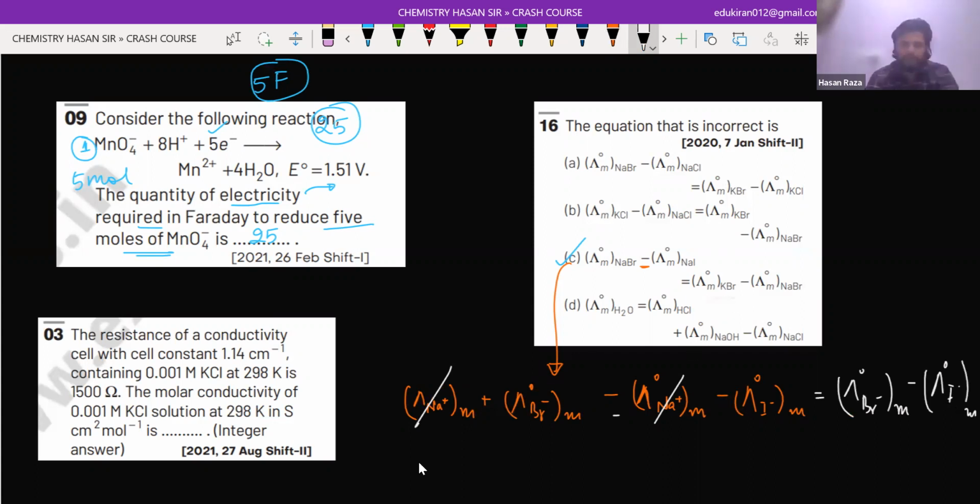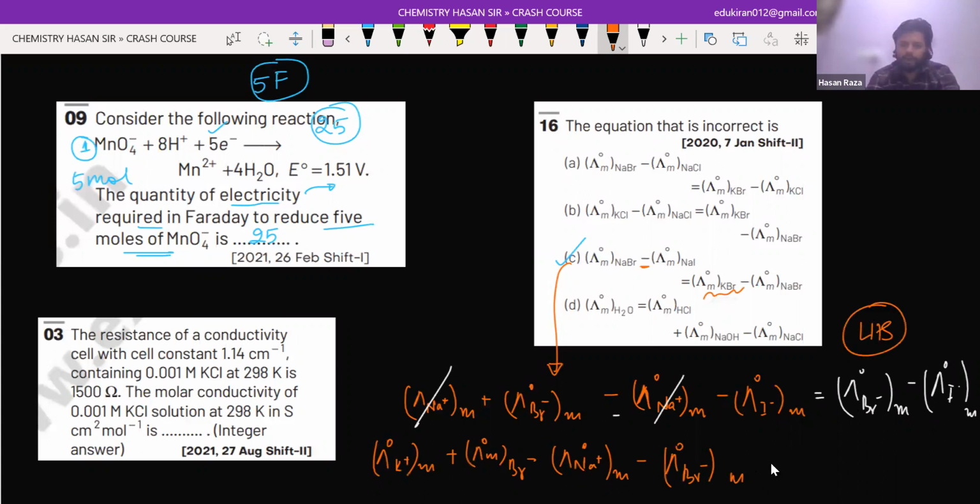If you do it for the right hand side, I'm going to write K plus with Br minus, and it will be equal to lambda naught Na plus minus lambda naught Br minus. So you can see this was your LHS and this is your RHS. Are they equal to each other? No. That means this is the incorrect one. If you check all the three options in this way, you can see it's wrong.